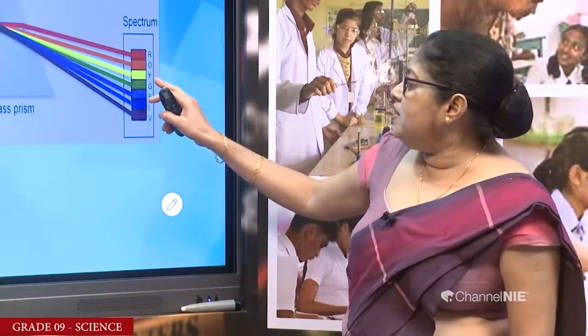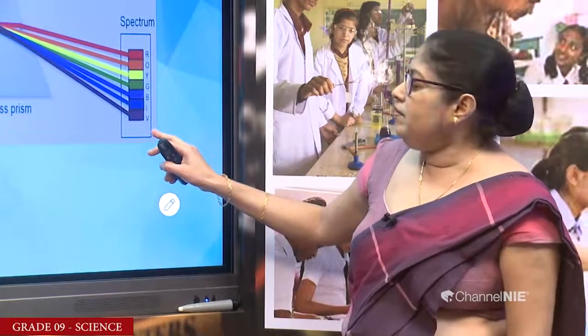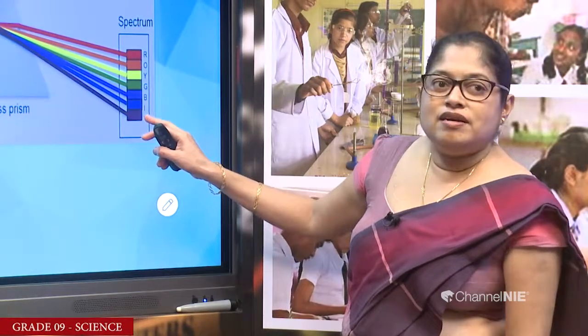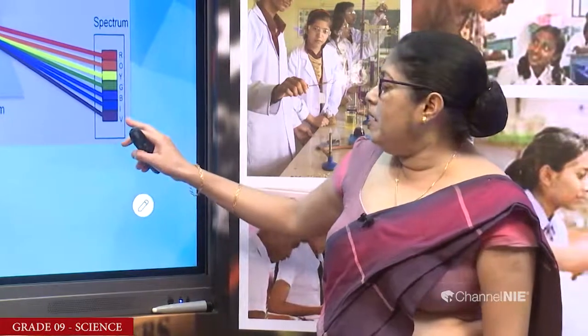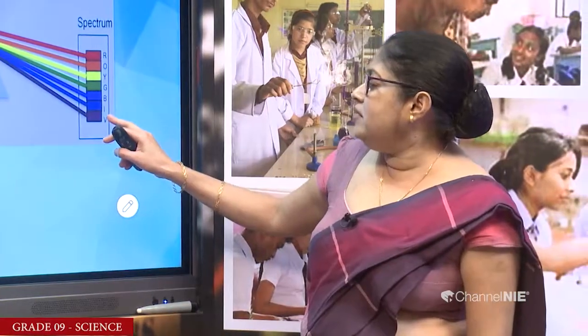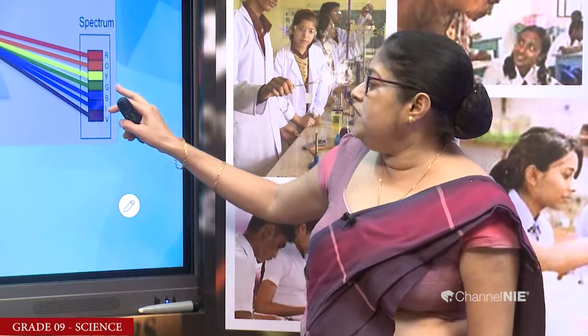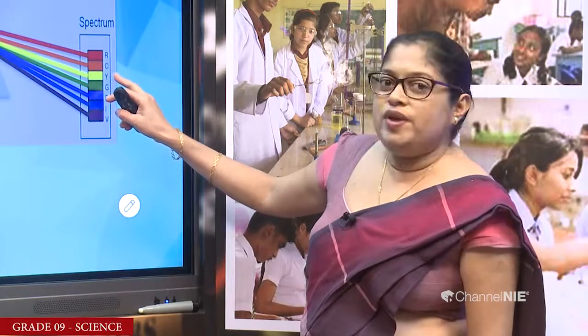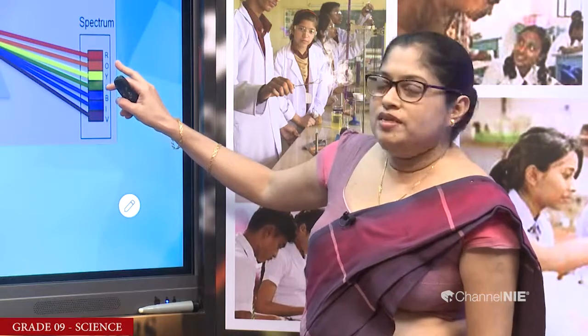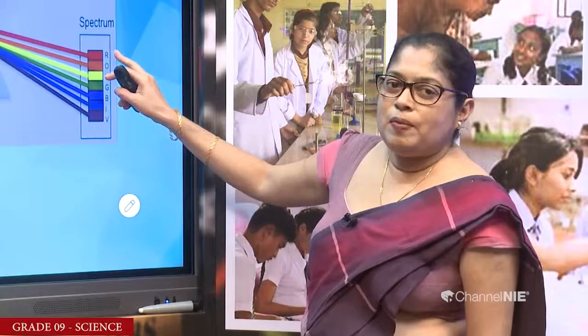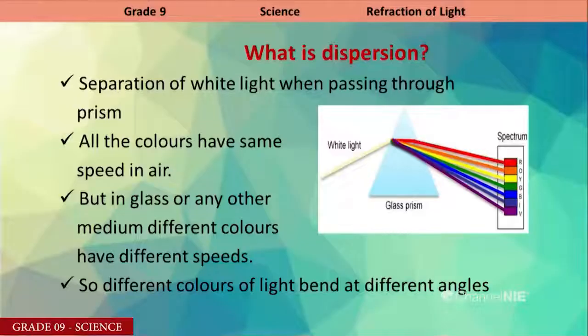It consists of 7 colors. Let us read the colors from the bottom. V for violet, I for indigo, B for blue, G for green, Y for yellow, O for orange and R for red. I will tell you a short way to remember this. You can call this Vibgyon. Then you can remember the colors of the spectrum in order.